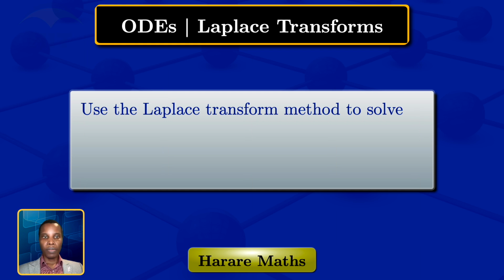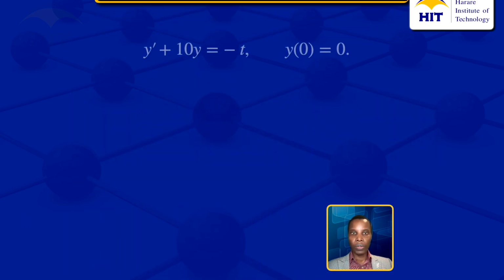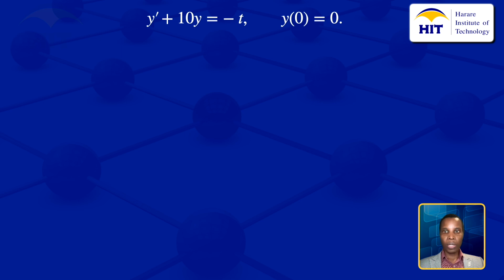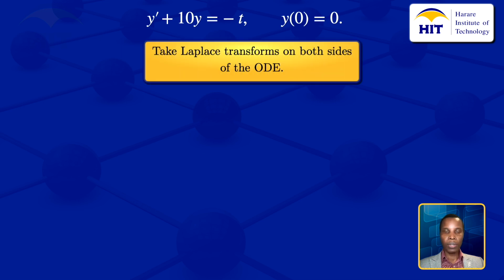I'm going to solve the first order ODE, y prime plus 10y is equal to minus t, subject to y(0) equal to 0, using the Laplace transform method. So we are given that first order ODE. For the Laplace transform method, we take Laplace transforms on both sides of the ODE, so that we have the Laplace transform of y prime plus 10y is equal to minus t.